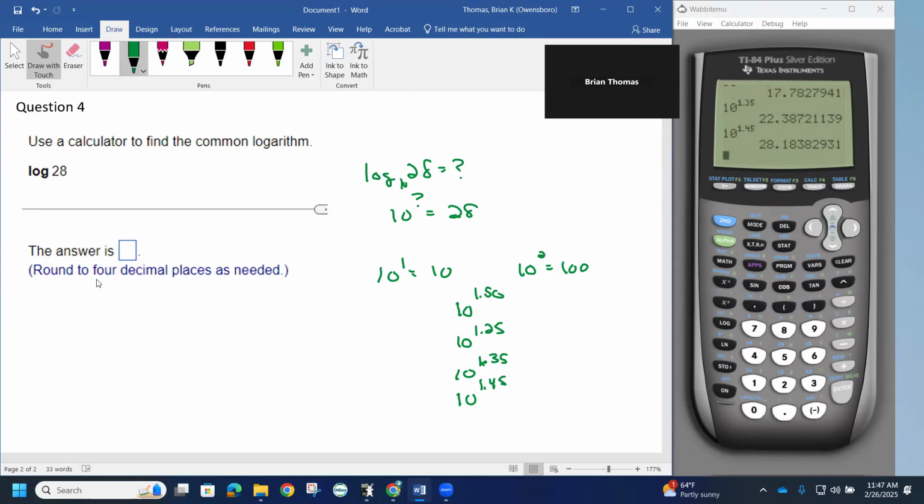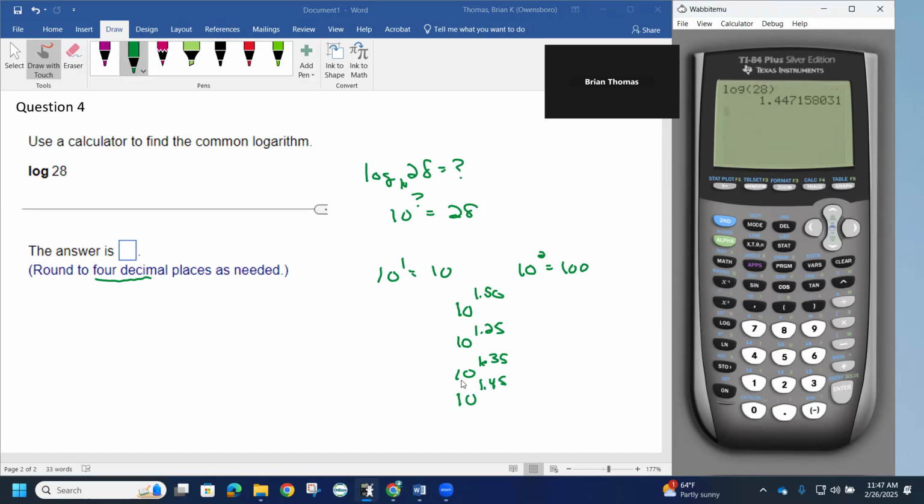Notice how they also want us to go out to 4 places. So this could become time consuming if I did it this way. So technically, what we can do on our calculator is just cut to the chase because there's a special button on our calculator, so we don't have to guess and check. We could just simply type a common logarithm into the calculator. So log of 28 does represent a number.